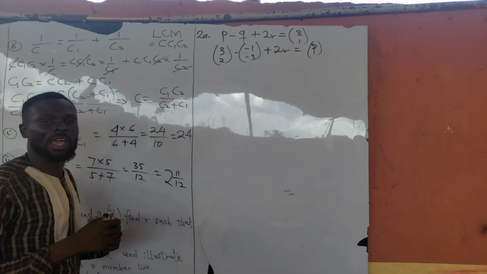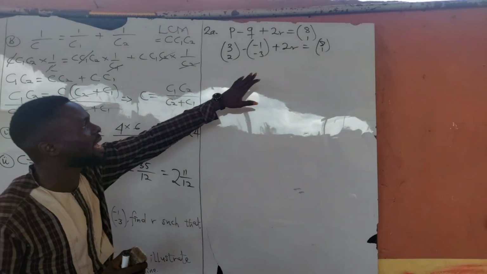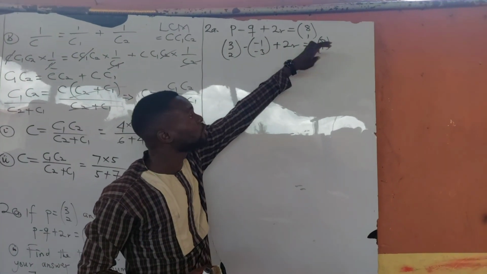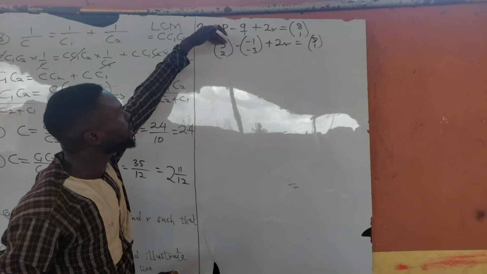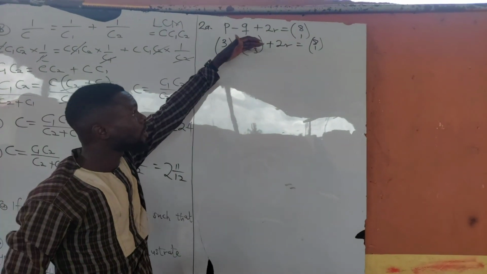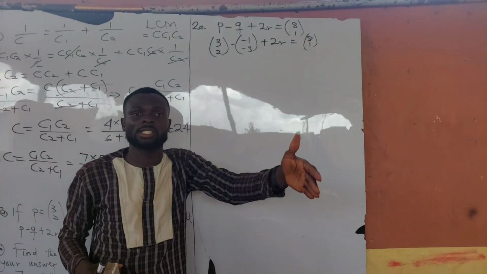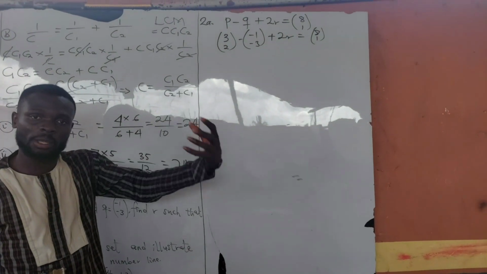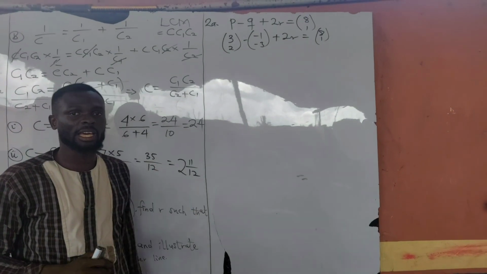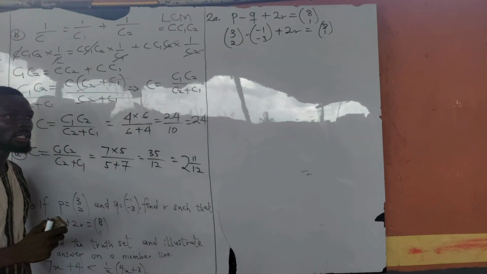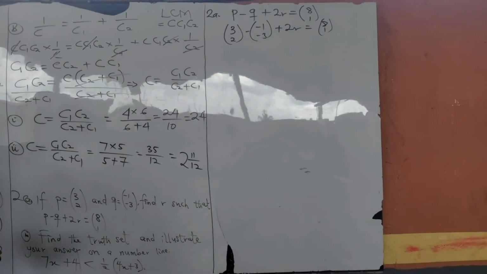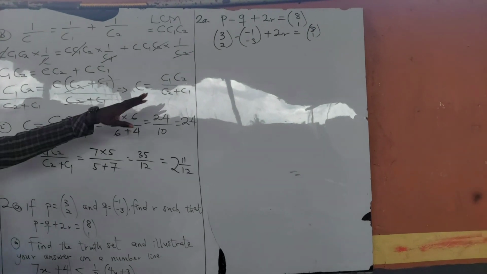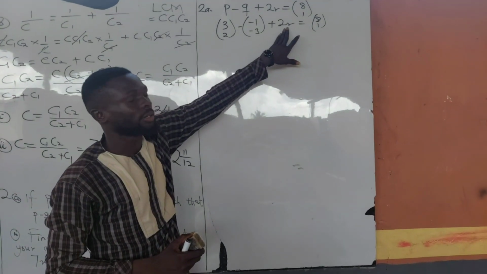When you are writing vectors, you should know that vectors are not fractions. So you don't write 8 over 1 or 3 over 2. No. For vectors, we have more solutions in our previous videos, so you can visit and watch from the beginning to the end when it comes to vectors and equality of vectors.